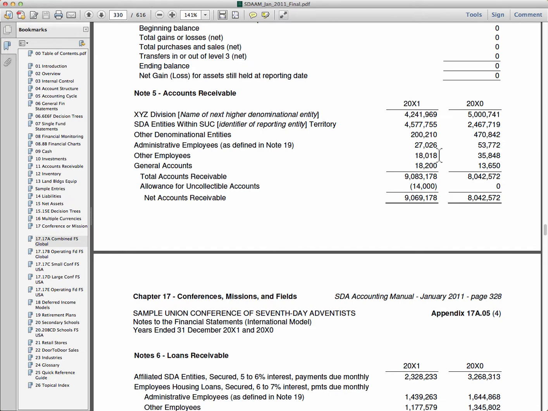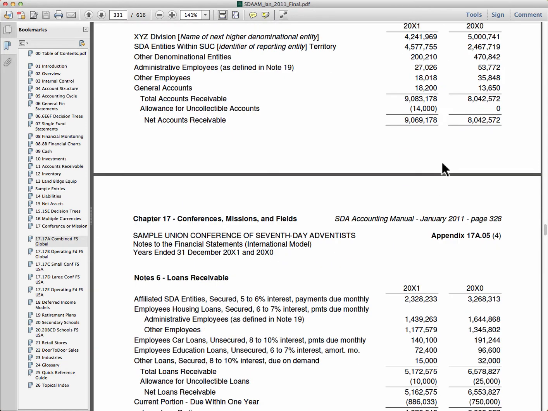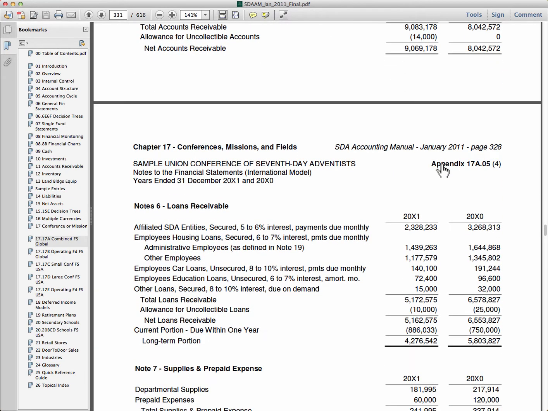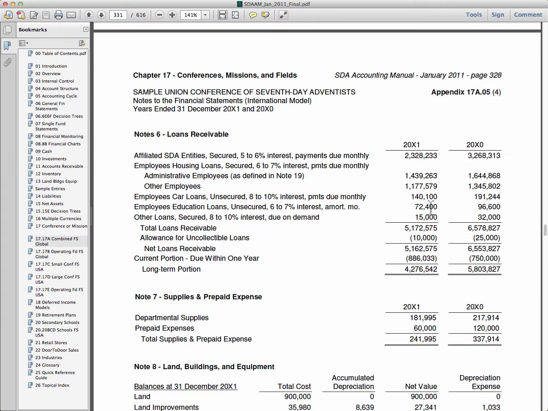Then you have other employees. These would be all the rest of the employee receivables that are not administrative, and then just general accounts receivable. So those are the 5-6 categories that are required in our disclosure of accounts receivable. The same thing is true with the breakout on loans receivable. We have affiliated SDA organizations, and then the loans here are being shown.